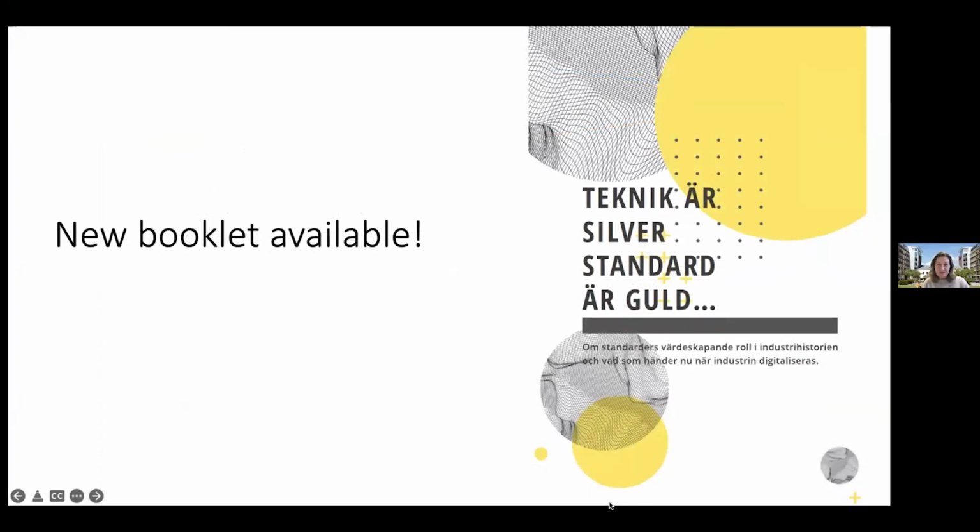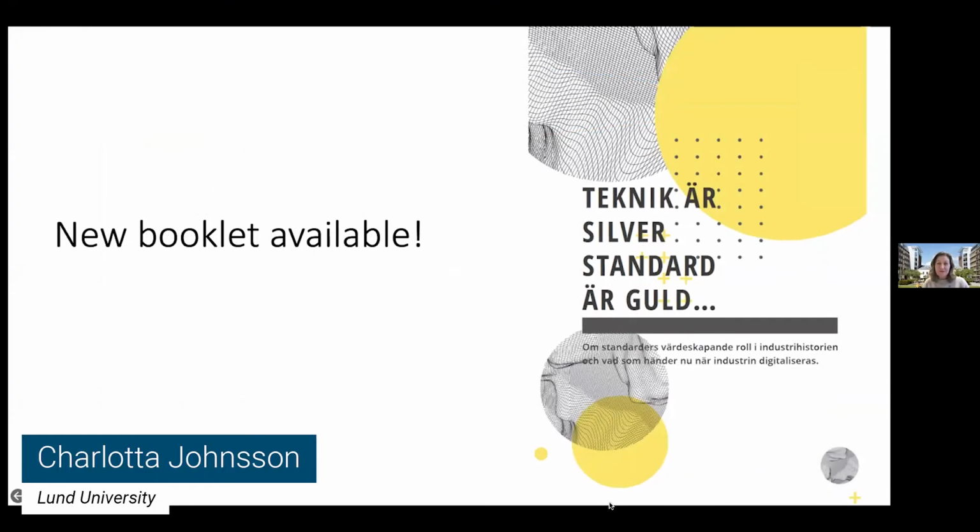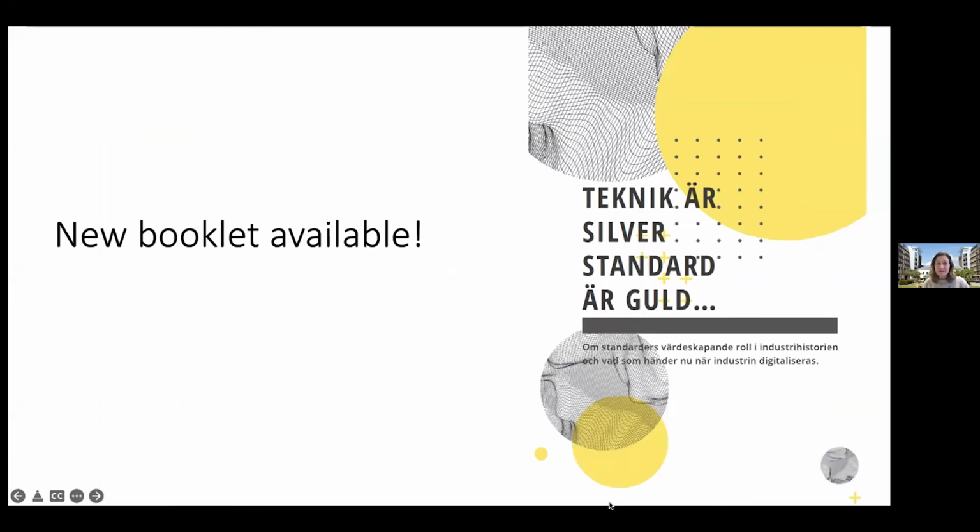I would like to take a few minutes to speak about this booklet that now is available. It's a booklet called Technology is Silver, Standard is Gold. And we say that it's a booklet, so it's not a book. It's not that thick and it's not that heavy to read. And it's not a report, because this one is much easier to read than a traditional technical report. So we say that this is a booklet, a skrift.